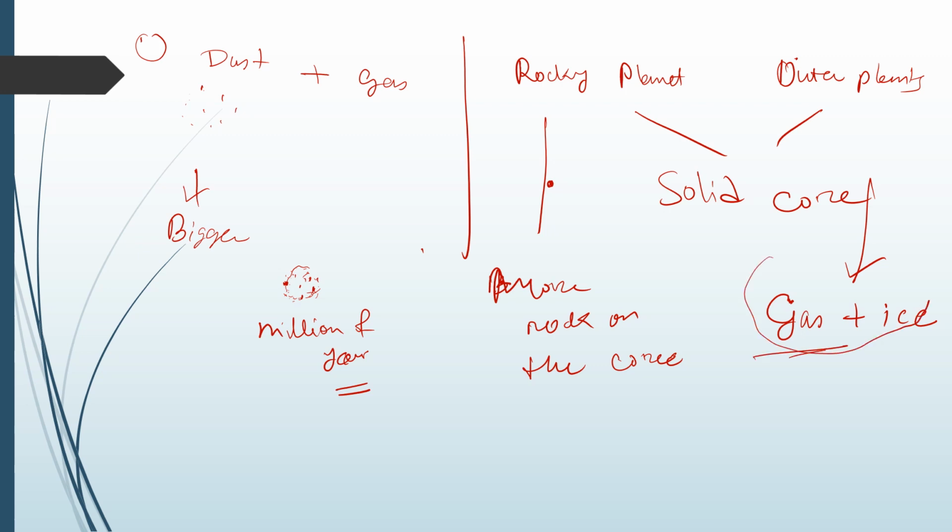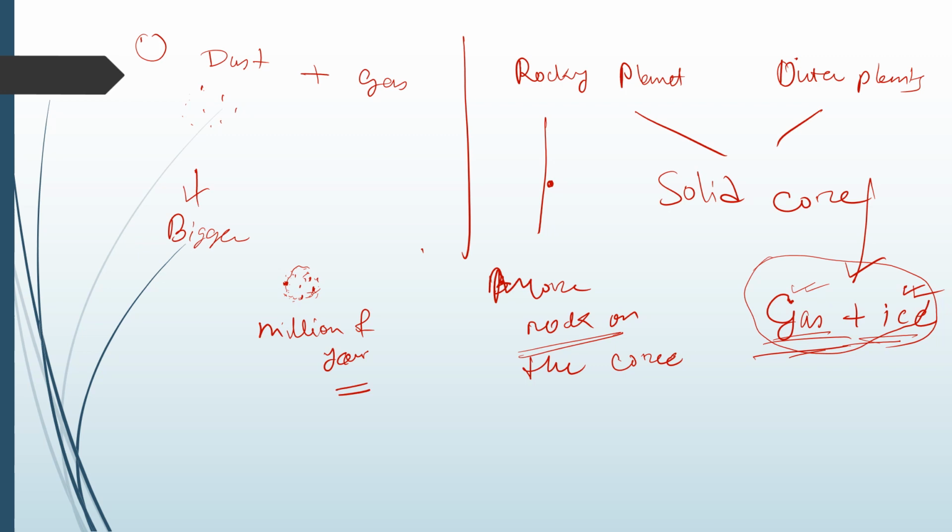Inner planets are more rocky, and outer planets are gas and ice. Obviously, due to the low temperature, the water vapor converted into ice, and gases like methane and carbon dioxide started to coalesce into planets in the core of the planets.